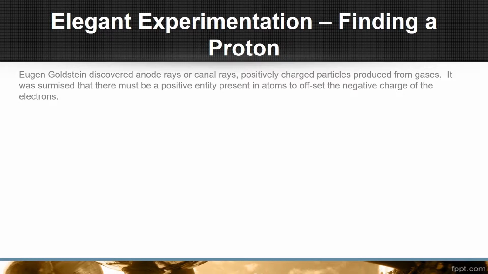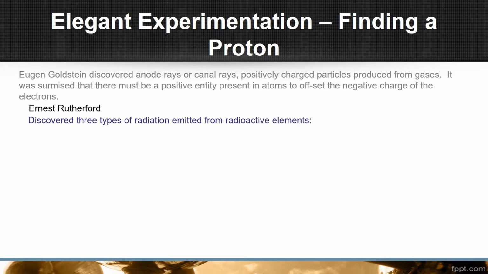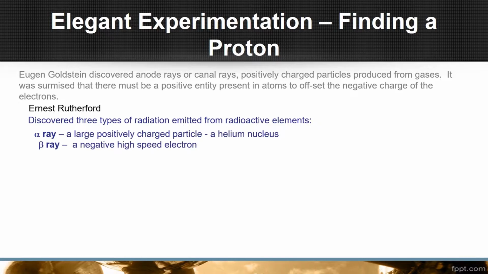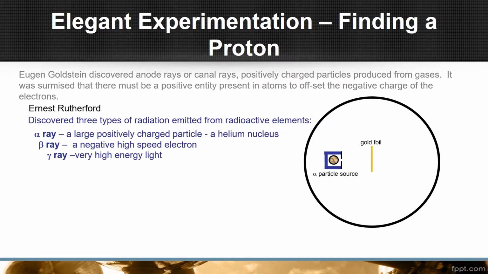In 1899, one of J.J. Thomson's greatest students, the New Zealander Ernest Rutherford, discovered that there were three types of radiation emitted from radioactive elements: a rather large positively charged particle called an alpha ray, which we would find out is actually a helium nucleus; a negatively charged beta ray, which was discovered to be a high-speed electron; and a gamma ray, which is high-energy light. In 1911, Rutherford was able to create a focused, positively charged alpha ray gun.